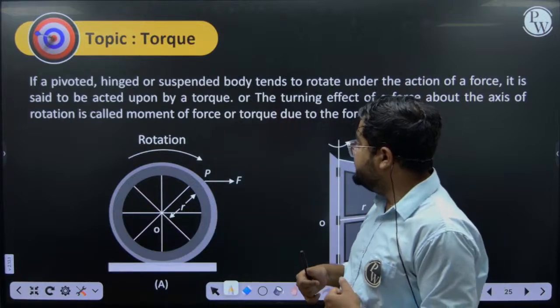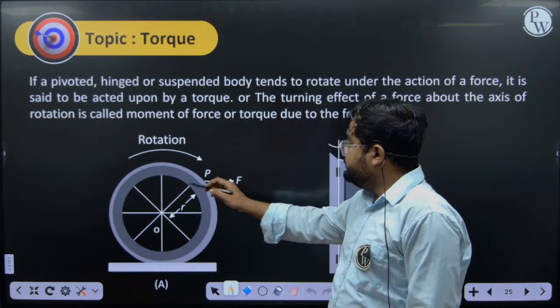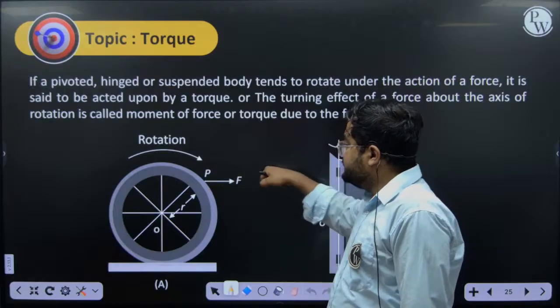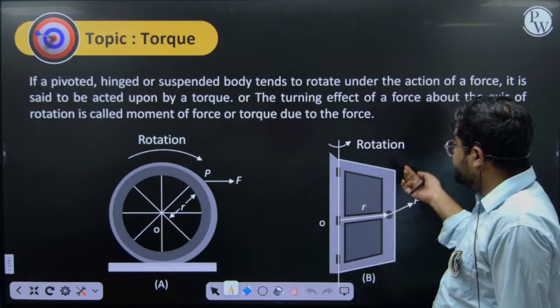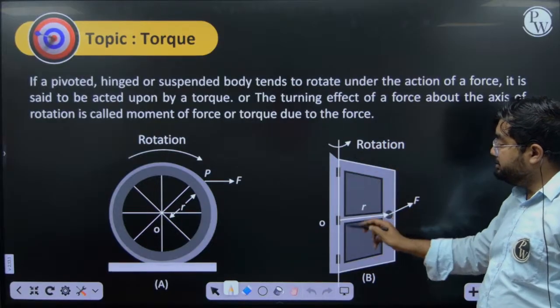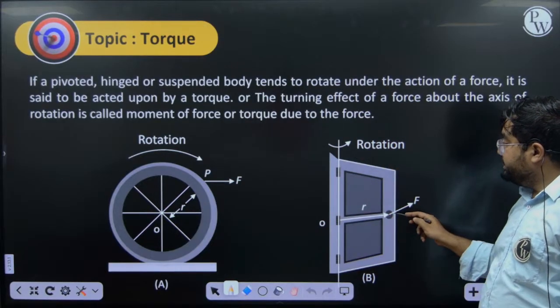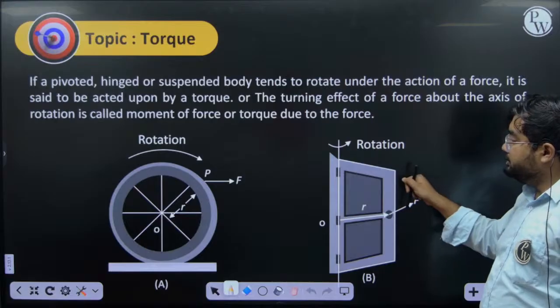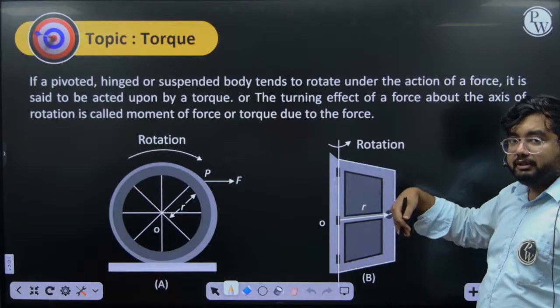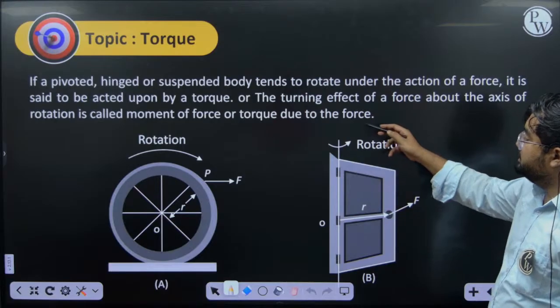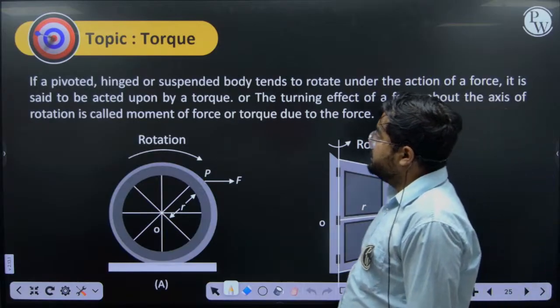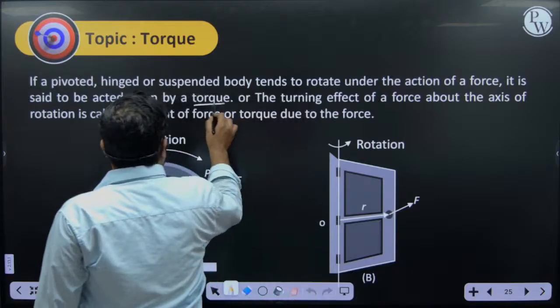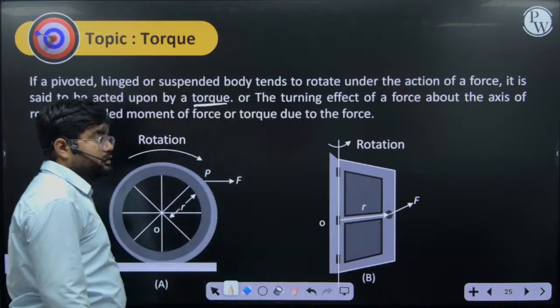You can see here in the diagram that if we have a wheel and we exert a force like this, the wheel will start to rotate. Even a door is hinged about this, and if I exert some force here, the door will swing, it will open or close, so it will rotate about the hinges. So torque is something which creates rotational effect.